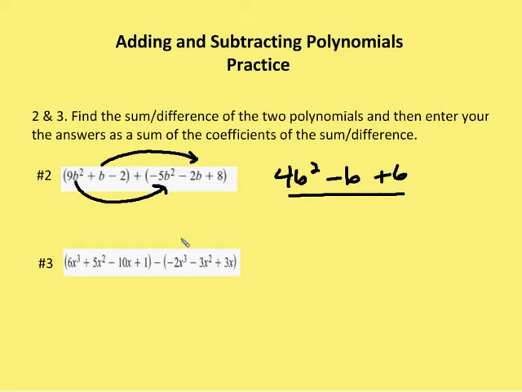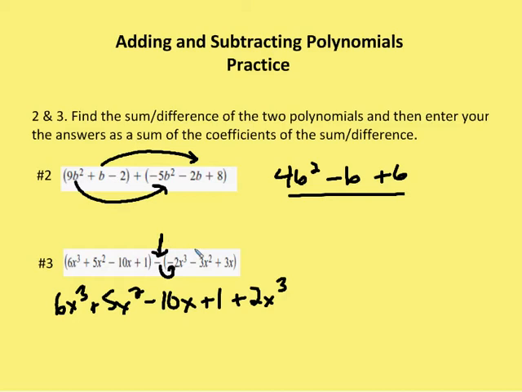And that's my answer. Now when I take the difference, I'm going to remove the parentheses from the first. And when I do that, I don't have to change any of the signs of the terms. And then I'm going to remove the parentheses in the second polynomial. But when I do that, I have to change the signs because I have a minus 2x cubed, which gives me plus 2x cubed. So remember, you have to distribute this negative sign. So I have plus 2x cubed plus 3x squared, and then minus 3x.